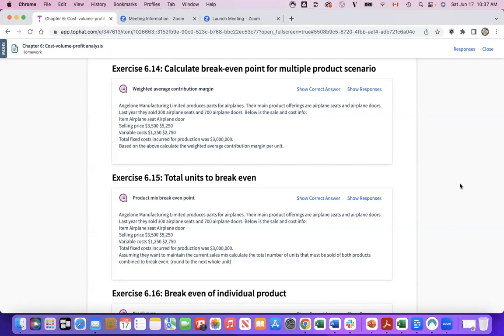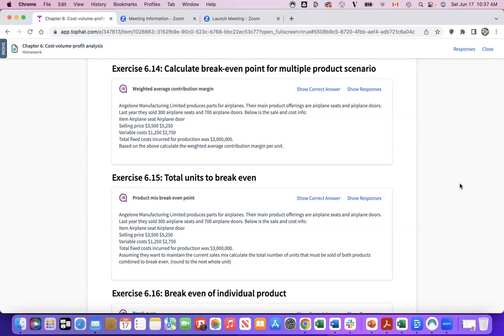So we can see the selling price for the airplane seat, $3,500, excuse me. So the selling price for the airplane seat, $3,500, $5,250 for the door. Variable costs were $1,250 for the seat, $2,750 for the door. Total fixed costs incurred for all of production was $3 million.